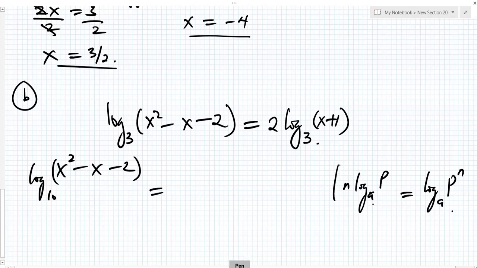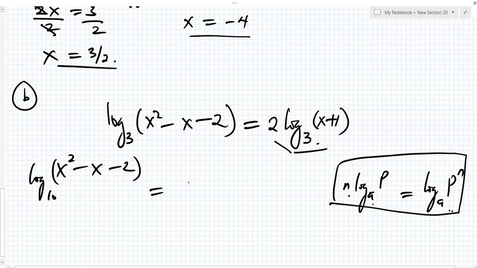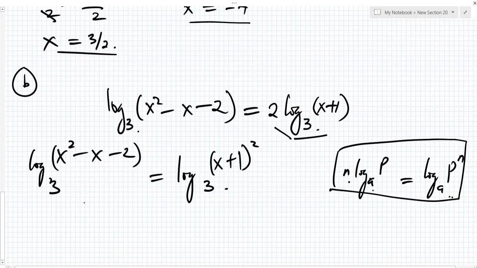So I'm using this expression to transform this, so this is the same thing as this. To transform this, I will now say log of x plus 1 raised to power 2, base 3. This is not base 10, it's base 3. Now, since you have logarithm of base 3 on the left and the right hand side, that means this expression is equal to this expression.